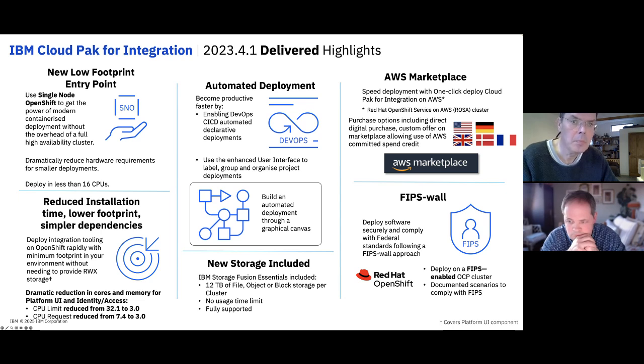As Leif said, deploy on any cloud you want, on any OpenShift, but we're also available on the AWS Marketplace. So if you're already on AWS, if you've got committed spend that you want to show on there, you can buy it from there. And if you're in a regulated environment, and you're wondering about FIPS and things like that, we have this idea of a FIPS wall that you can go through on a FIPS-enabled OpenShift cluster so that you can deploy in those more tightly regulated environments.